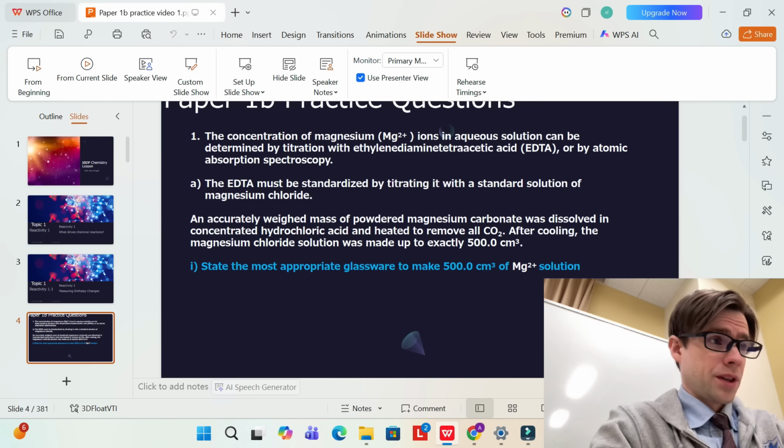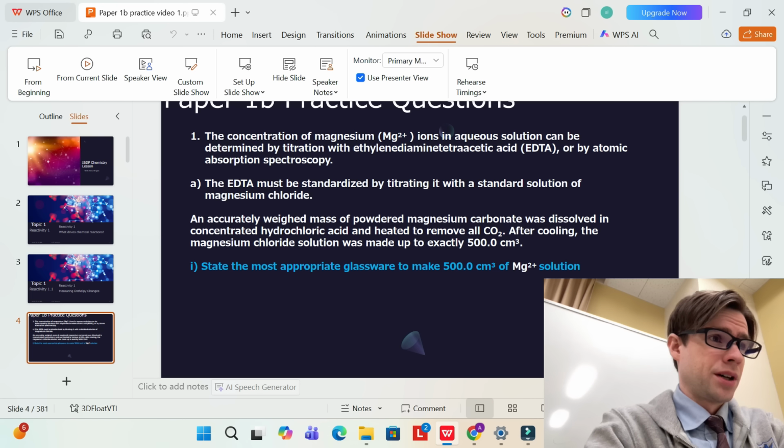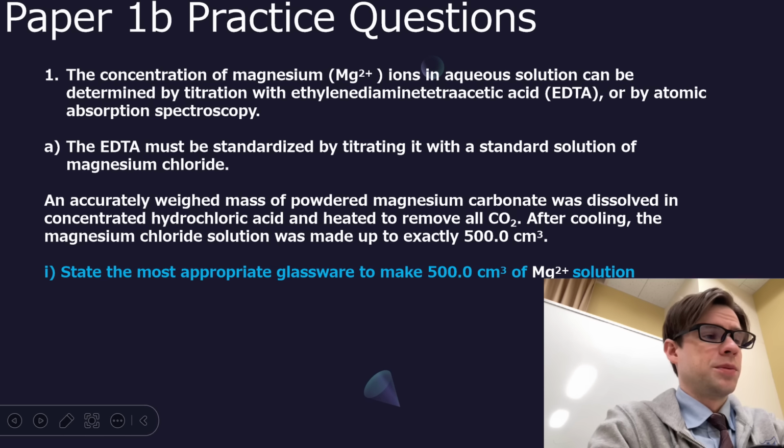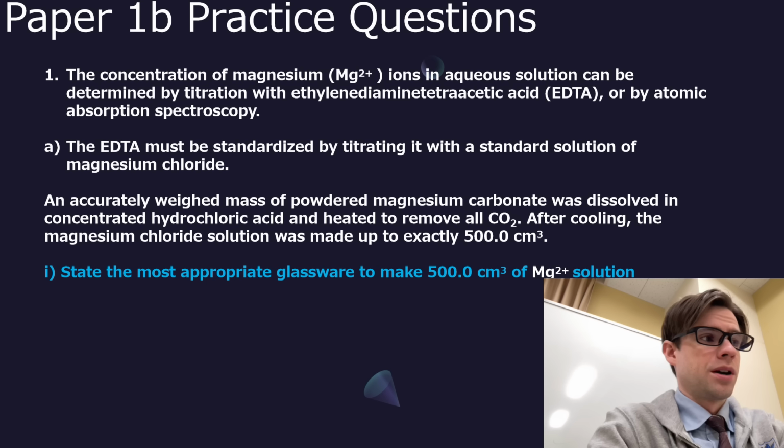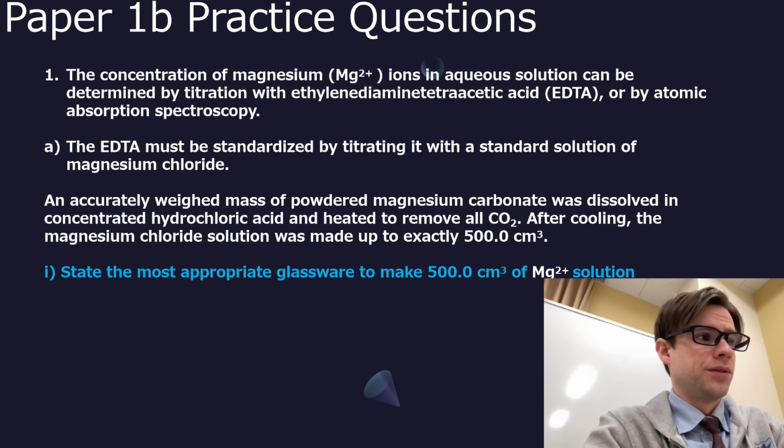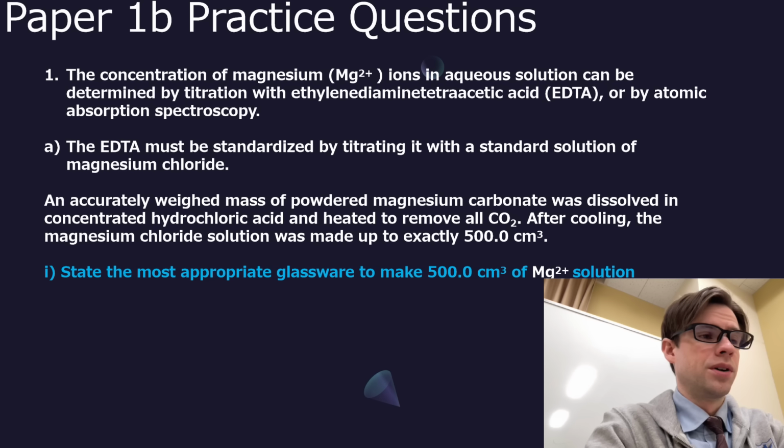Number 1. The concentration of magnesium Mg2+ ions in aqueous solution can be determined by titration with ethylene diamine tetraacetic acid, EDTA, or by atomic absorption spectroscopy. The EDTA must be standardized by titrating it with a standard solution of magnesium chloride. An accurately weighed mass of powdered magnesium carbonate was dissolved in concentrated hydrochloric acid and heated up to remove all CO2. After cooling, the magnesium chloride was made up to exactly 500 centimeter cubed. Okay, so right away you just get a bunch of information about an experiment that someone's doing.